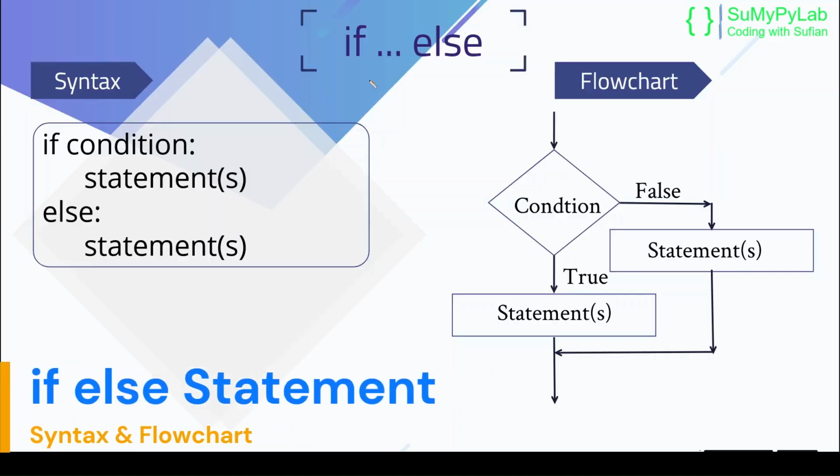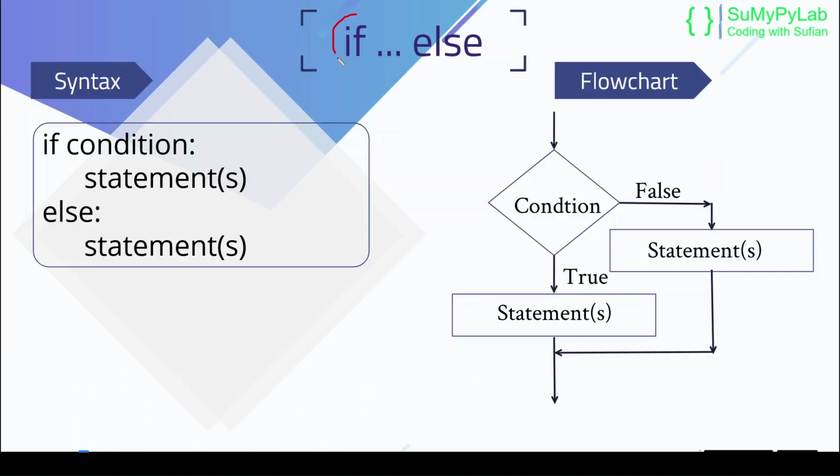In our earlier example, we had used the keyword if for writing conditional statements in Python. Here, we'll use another keyword, else, for the same purpose. And here is the syntax. It consists of two keywords. One is if and the other is else.